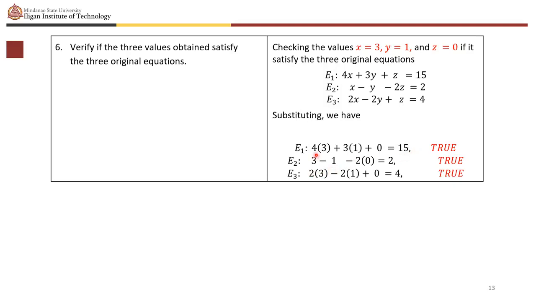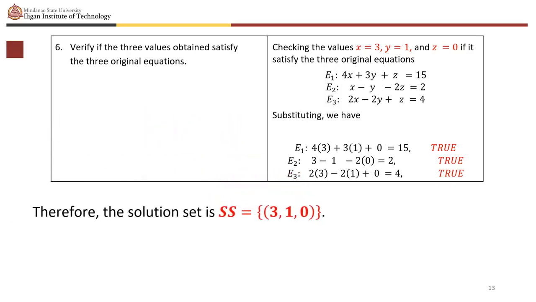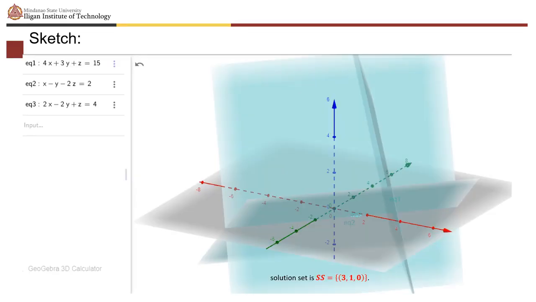For e sub 1, this is true because we have 4 times 3 plus 3 times 1, that is 12 plus 3, that's 15. Similarly, when we verify with e sub 2 and e sub 3, we have true values. So meaning to say, the solution set is at (3, 1, 0). That is, x is equal to 3, y is equal to 1, and z is equal to 0. This is a point in a three-dimensional coordinate system. And to visualize this solution set, we have the following sketch.